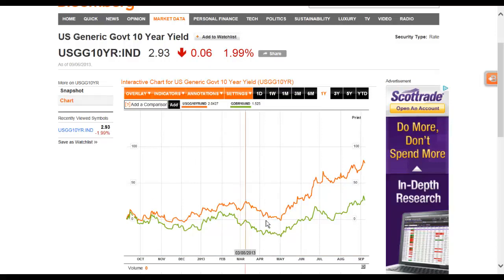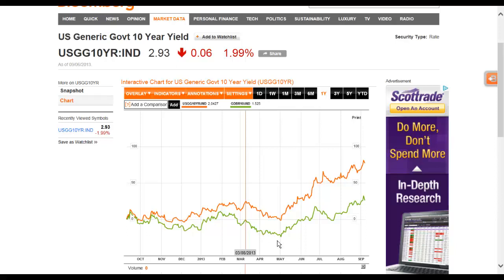So we have the orange, which is the US 10-year bond yield, and then you have the green, which is the German, which is closely associated with the Euro USD. The green is seen here.